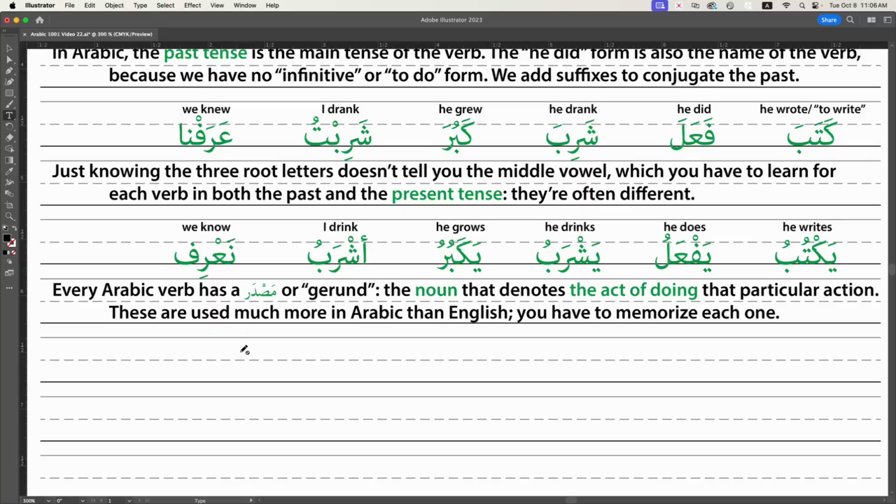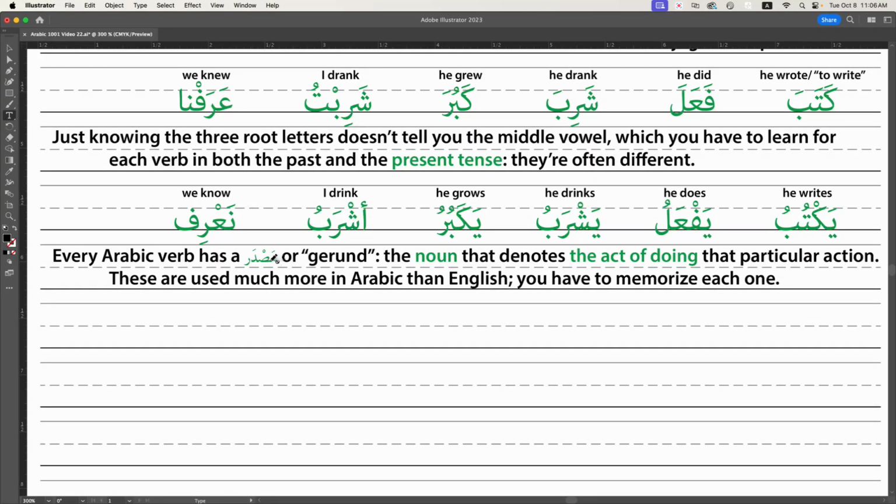So every Arabic verb also has what's called a mustar. Mustar really means source, like source of water or source of conflict. In English, this is called a gerund, which is not a word that most American college students will know. In fact, I didn't know until I started studying Arabic. So this is a noun, not a verb. It's the act of doing that particular action. And we use these all the time in Arabic, way more than we do in English.